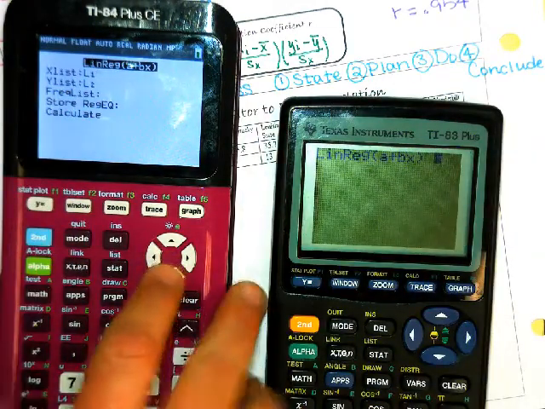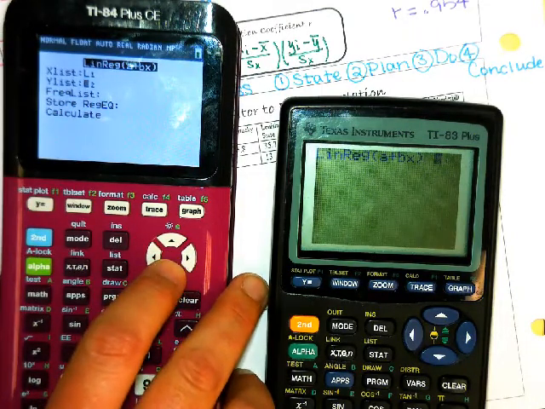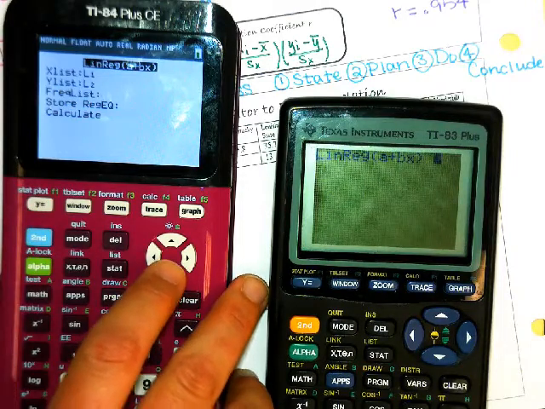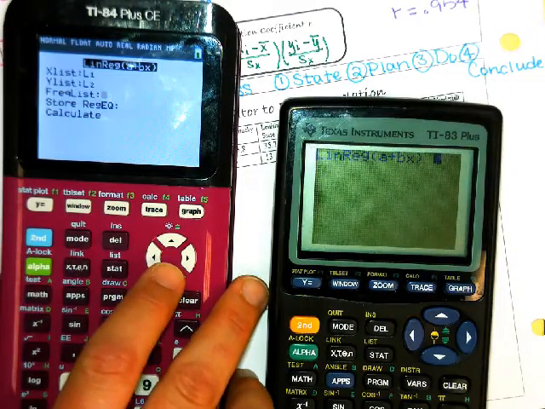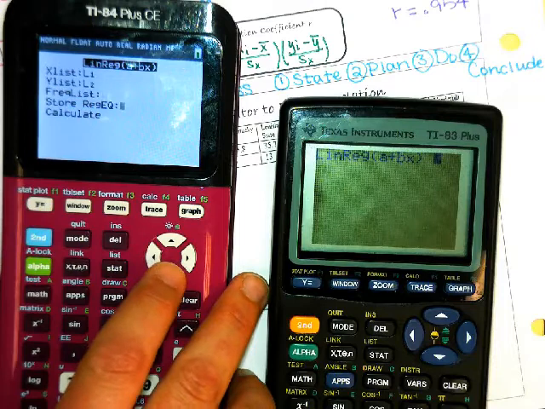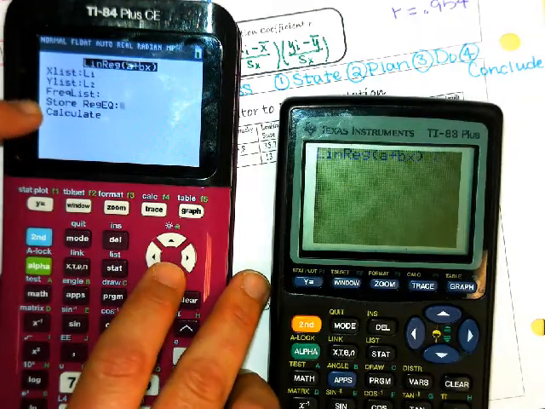Do not put anything in frequency list. For today, we don't need to store a regression equation. I'll teach you how to do that on another day. And then you're going to go down and calculate. It should give you 4 pieces of information.